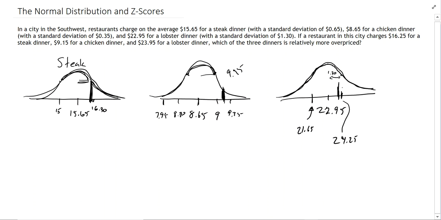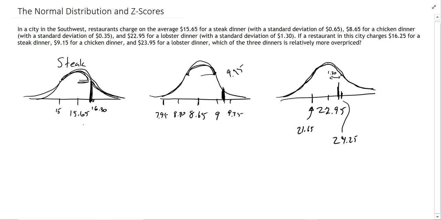So it seems like the chicken dinner is the most overpriced one. It's more than a standard deviation above the mean. But if we want a more accurate comparison, another way to look at it is the relative placement. Where is that relative to the mean? So I'm going to look at how far the observation is away from the mean.